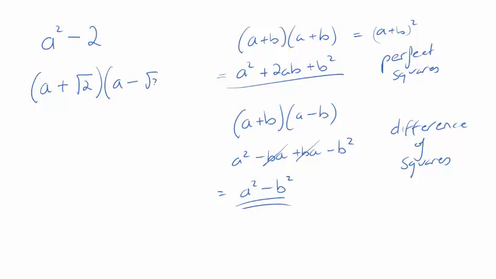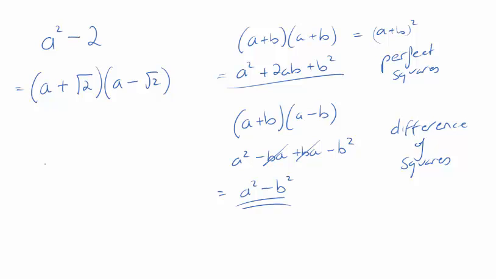and an a take root 2. If we were to expand that, we would have a times a, which would be a squared. We would have negative root 2a plus root 2a, which would cancel out, and we would have root 2 times negative root 2. And remember, when you multiply a square root by itself, it cancels out the square root, and you would end up with negative 2. And that's just bringing in surds. So I'm not sure if you're up to that in your course, but that's what you could do.